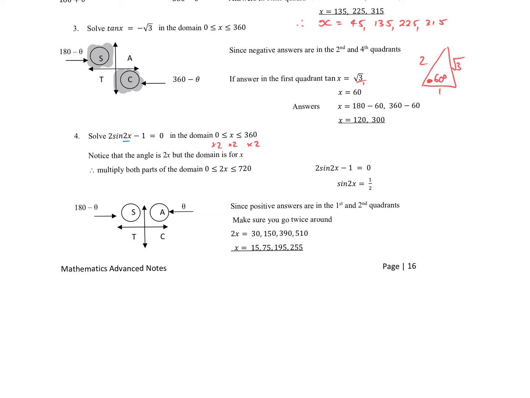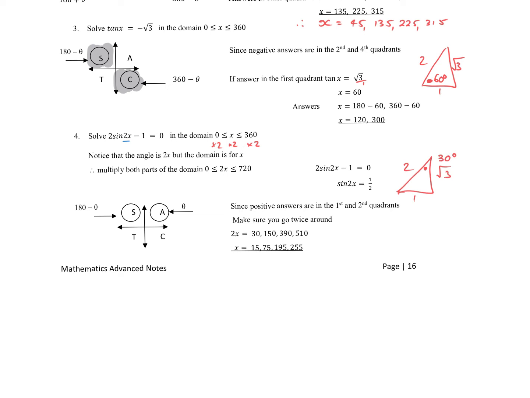2 sine 2x minus 1 is equal to 0. So sine 2x is equal to a half. So add the 1 to both sides, divide by 2. Yep? Okay. So now we know that sine 2x is equal to a half. It's positive, so it's going to be in the first and second quadrants. Then we can think about what's our angle, once again, our 1, 2, root 3 triangle. And we want sine, so we want opposite over hypotenuse. So it's this angle, which is our 30 degrees.